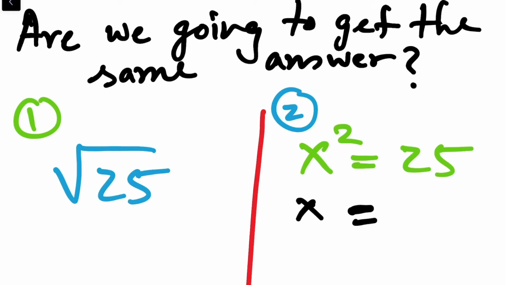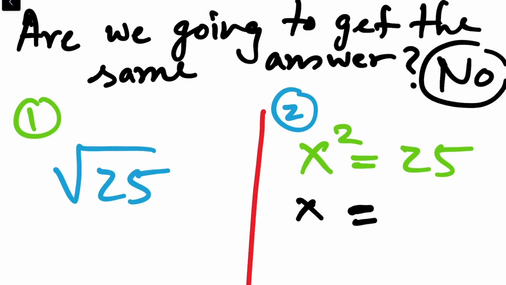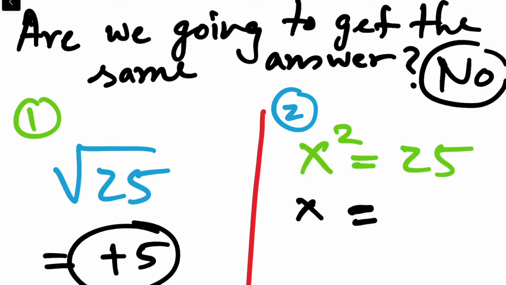So the answer is no. The square root of 25 is just 5, okay? It's a positive 5. If x squared is equal to 25, x is going to be equal to plus or minus 5. Do not forget your negative sign here, okay?